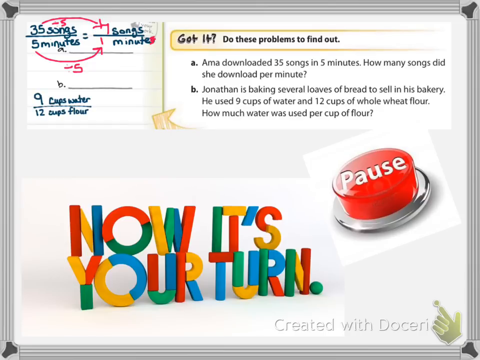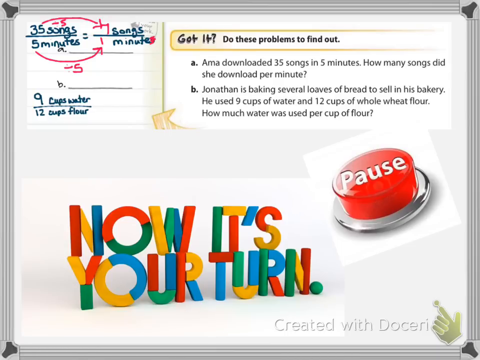So in this example, it reads, Jonathan is baking several loaves of bread to sell in his bakery. He used 9 cups of water and 12 cups of whole wheat flour. How much water was used per cup of flour? So the first thing I did is write my rate. So I've got 9 cups of water over 12 cups of flour. Sorry guys, it's a bit late.